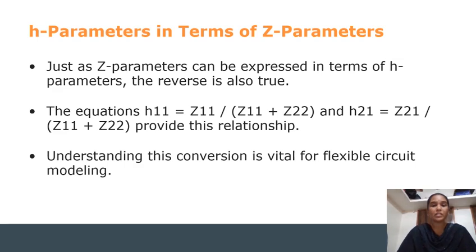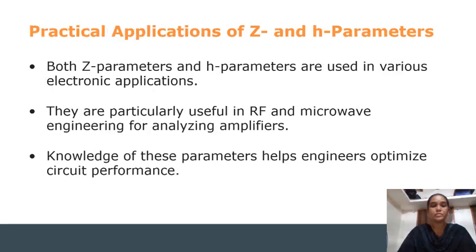H parameters in terms of Z parameters. Just as Z parameters can be expressed in terms of H parameters, the reverse is also true. The equations H11 equals Z11 by Z11 plus Z22 and H21 equals Z21 by Z11 plus Z22 provide the relationship. Understanding this conversion is vital for flexible circuit modeling.